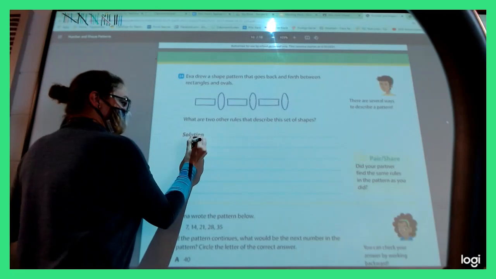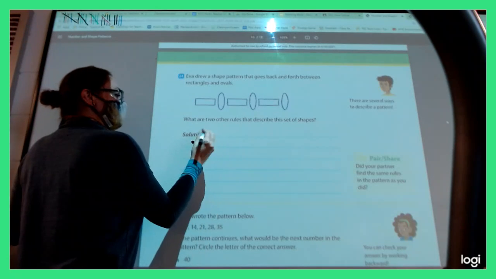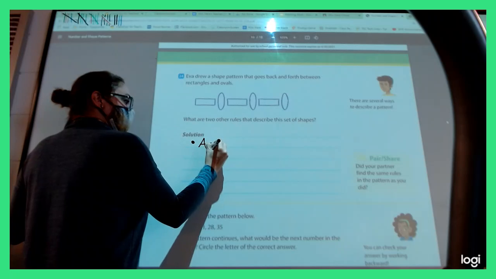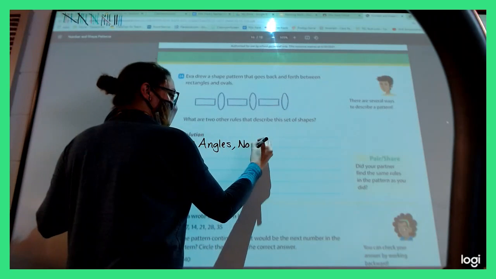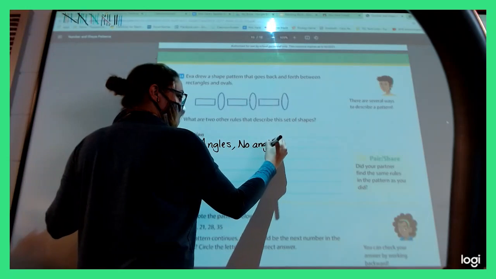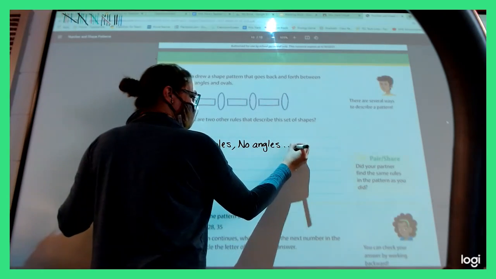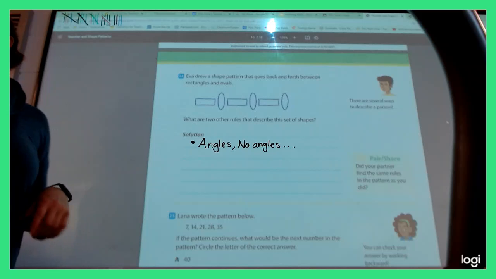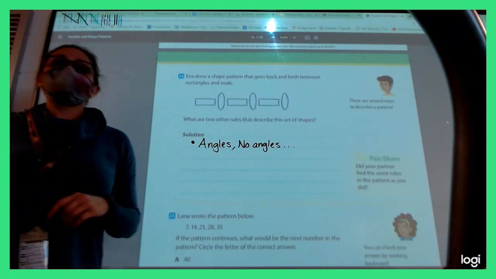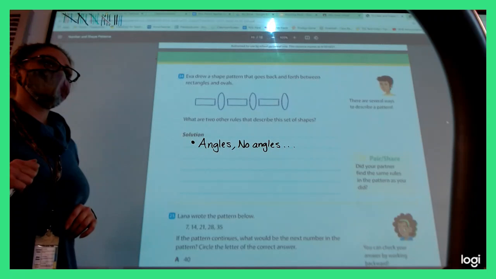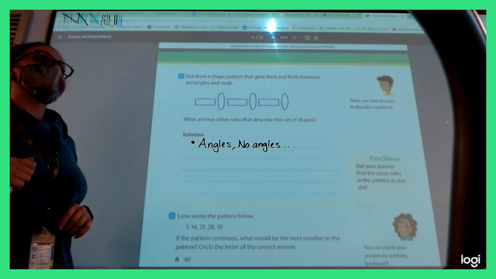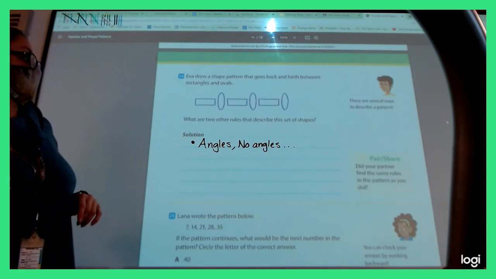So let's just make a bulleted list to save some time. So we can say angles, no angles, dot, dot, dot. I don't want to keep writing that forever. Make sure you're writing with me. It's good practice for you. Emma? Can you use your whiteboard to follow? You can as long as you're writing everything I'm writing.